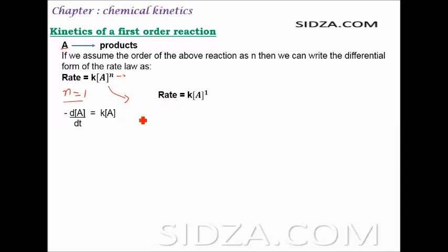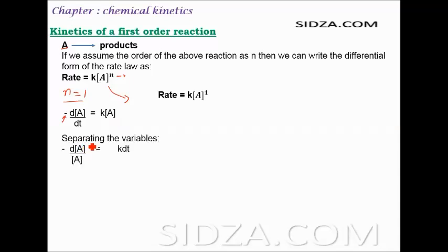So I can write the reaction like this. The minus sign shows a decrease in concentration, that with time the concentration of A actually decreases. So this is the rate of change of concentration of A: the decrease in the concentration of A, change in concentration of A by change in time, is equal to k into the concentration of the reactant A.